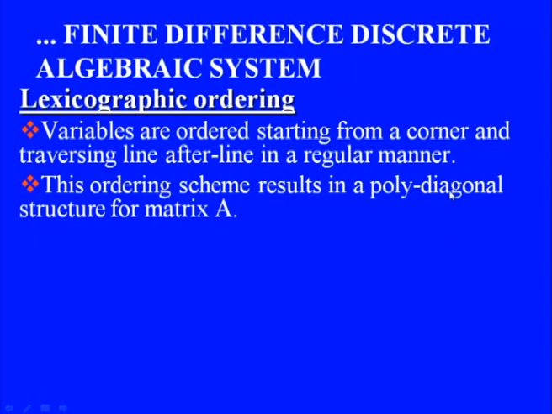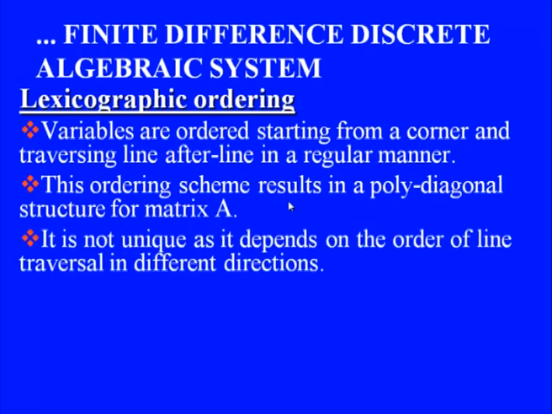Okay. For instance, if we start the ordering of the variables from a corner, this traversal, which we call lexicographic ordering, results in a polydiagonal structure for matrix A. That is, there would be only a set of specific diagonals which are non-zero, and all the remaining entries of matrix A are 0.